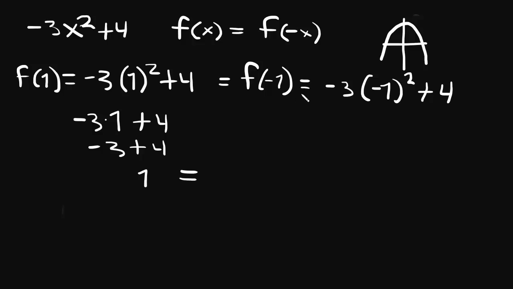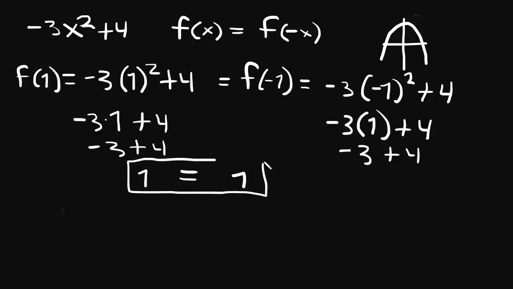Is that equal to what we have on this side? Well, let's see. We've got a negative 3, and when we square a negative 1, that's negative 1 times negative 1. That turns it into a positive 1. So we've got a negative 3 times positive 1 plus 4. And when we multiply that out, negative 3 times 1 is negative 3 plus 4. And 4 minus 3 is equal to 1. So we've got 1 equals 1. So according to our test, this is indeed an even function.